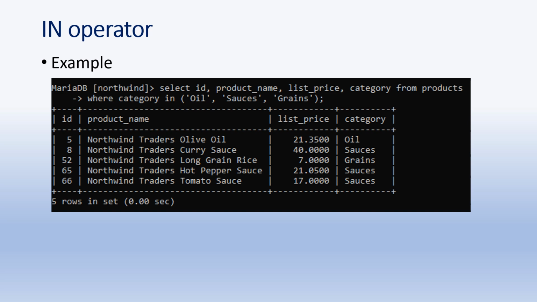So for example, select ID, product name, price, category from product. These are the columns, and obviously from the table product, where the category in oil, sauce, or grain. So you see it's either oil, sauce, or grain. Only these three. So you can see it will return 5 rows.